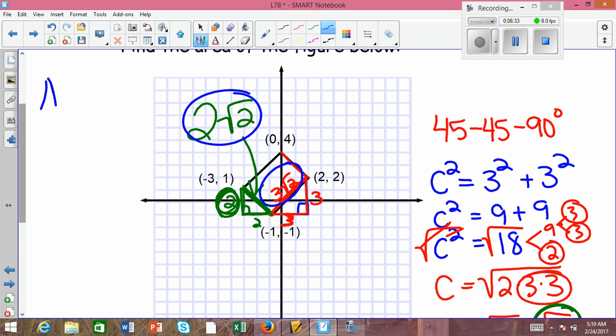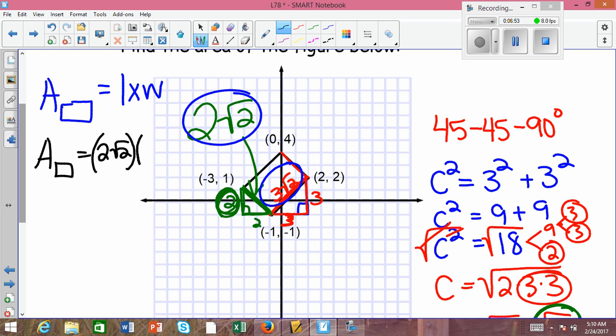In order to find the area of a rectangle, we need to take length times width. We have a length and we have a width, so we are going to substitute them in. The area of the rectangle, length times width: our length is 2 square root of 2, and our width is 3 square root of 2. What you need to keep in mind here is that these numbers out here would be considered your whole numbers. So we need to multiply our whole numbers.